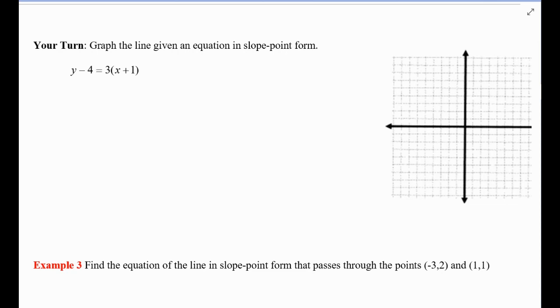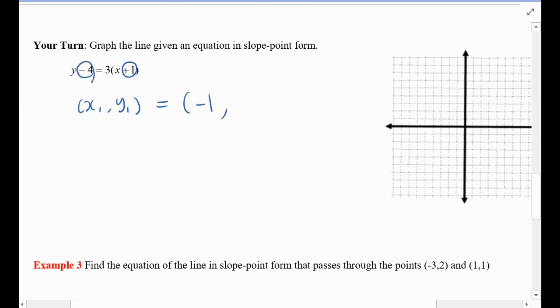All right, have you guys tried the question? So let's try it together. First, we're going to find the point x1, y1. x1, this is positive 1. We have to change the sign, so x1 is negative 1. y1, this is negative 4. We're going to change the sign, so positive 4. And the slope is 3.